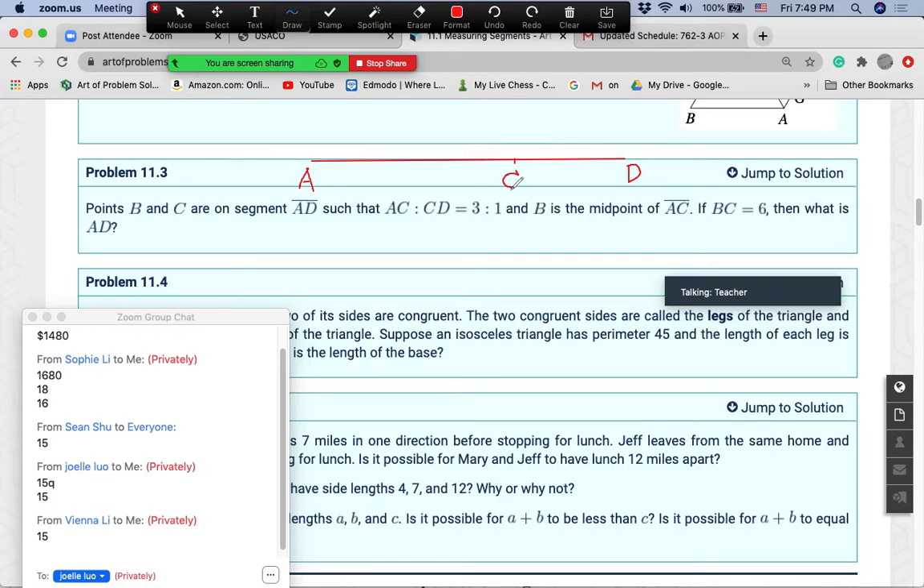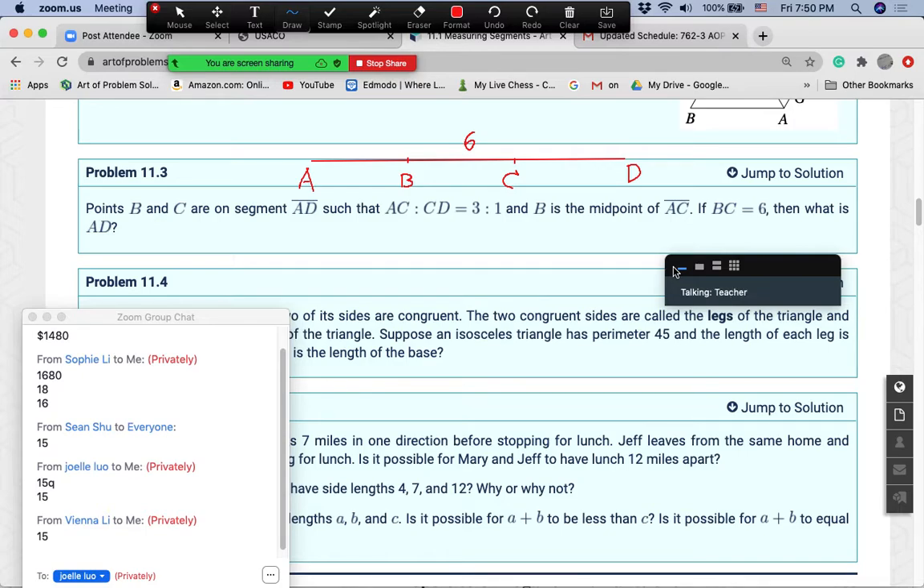Then AC over CD equals 3 over 1. And B is the middle point of AC. Then if BC equals 6, if this one equals 6, then they ask you how long is AD?